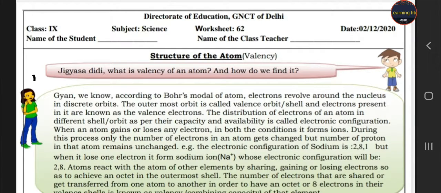Hello students, today we are here with our worksheet number 62 from Directorate of Education, class 9, subject science, and today we discuss valency.